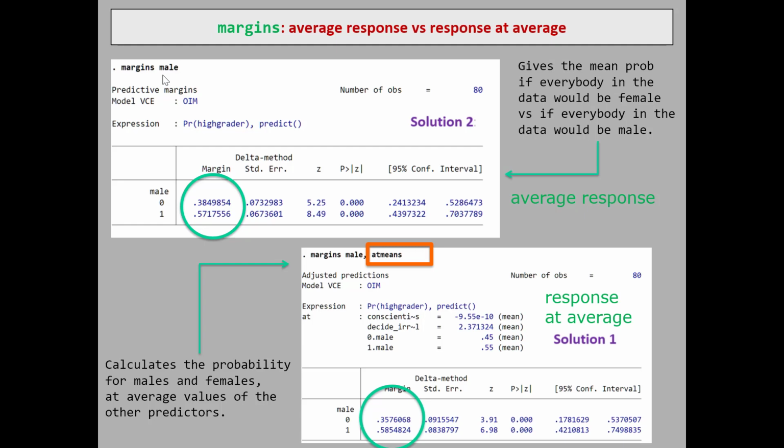If I type margins male, then I get the complicated ones with all zeros and then all ones, calculate all the predicted probabilities, average them out, and then calculate the difference. That's by definition what Stata assumes that you want, and in this case you see that for male equal to 0, the predicted probability is 0.38, and for male equal to 1, the predicted probability is 0.57, which gives you a sense of how large the effect actually is.